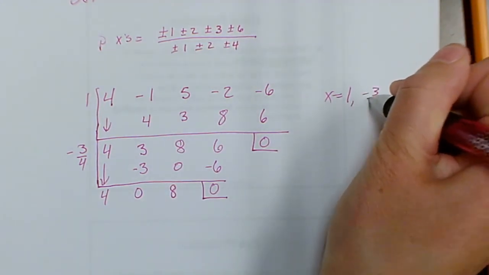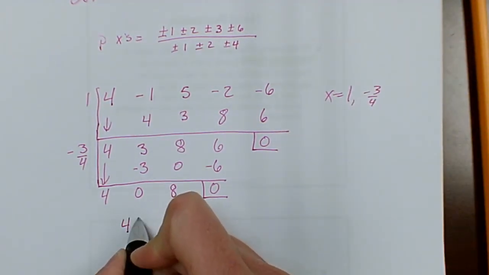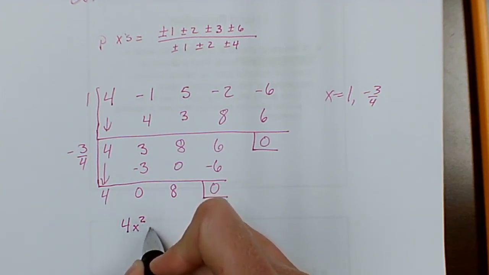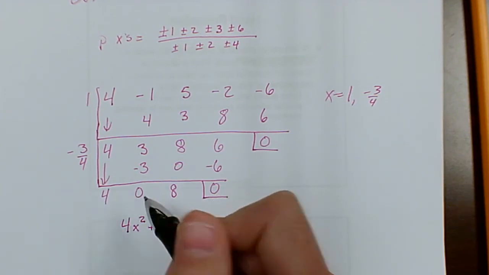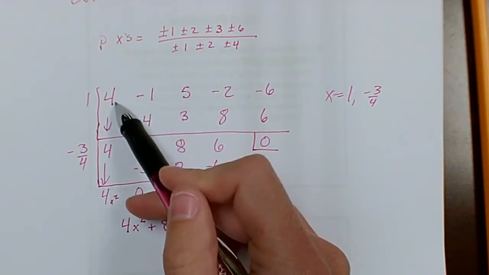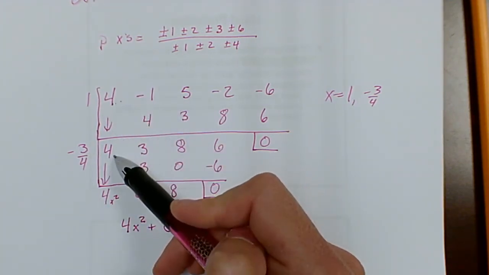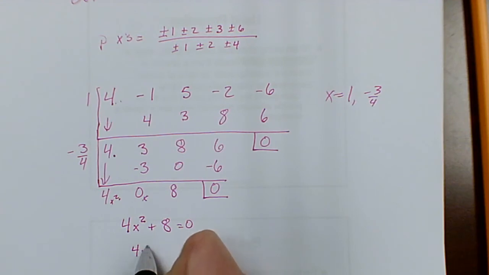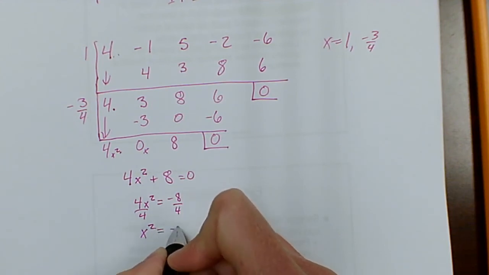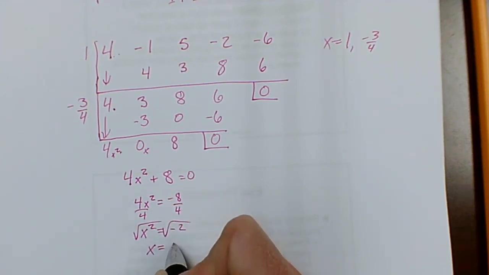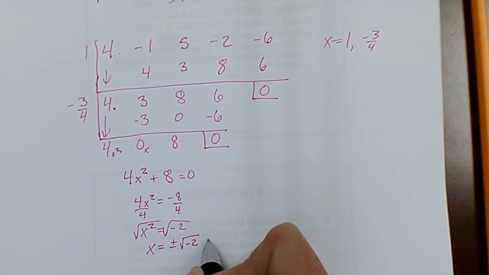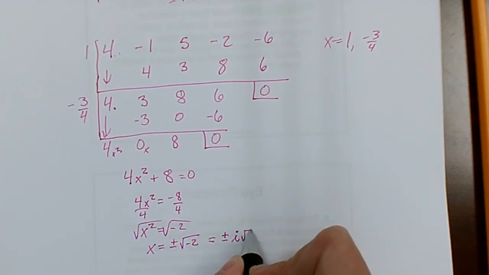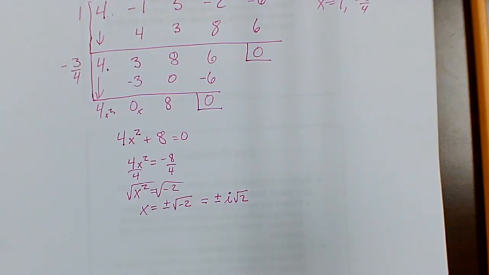So we know -3/4. So this will be 4x squared plus 8, because we have 0 x's. Since this started out to be the x to the 4th, this level is x to the 3rd, and then this is x to the 2nd. And then we can solve for this. And x equals positive and negative square root of -2, which is the same thing as positive and negative i square root 2. Well, i square root 2 cannot be graphed. So those are the other 2 answers.